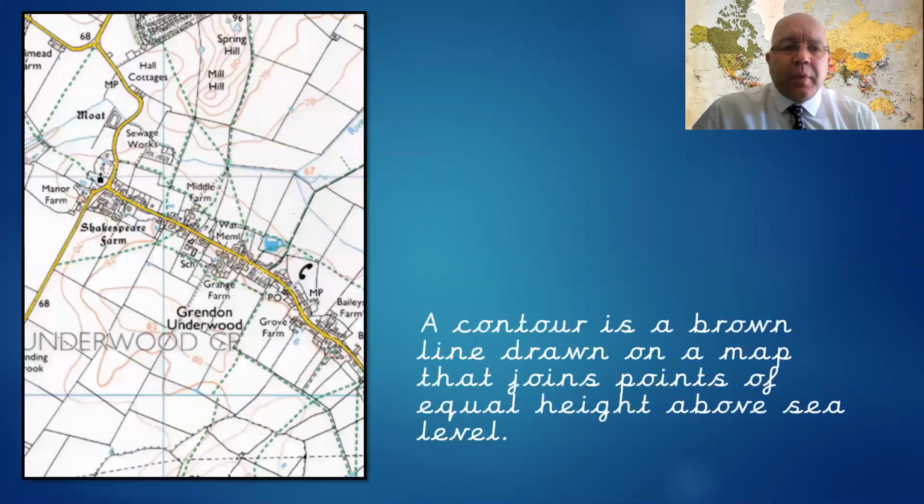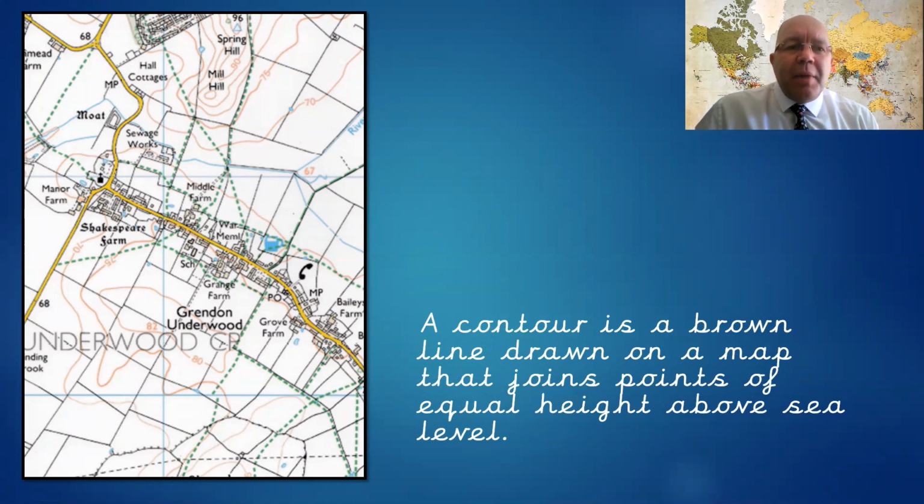Okay. Now, here's a map we've seen before. This is an OS map. And last time we talked about the roads, and we talked about the church at the end of the road and the public phone and all those things. But for today we're going to concentrate on these brown lines, because a contour is a brown line drawn on a map and it joins points of equal height above sea level.